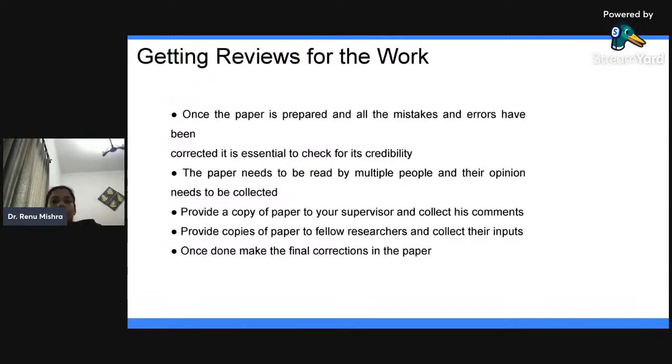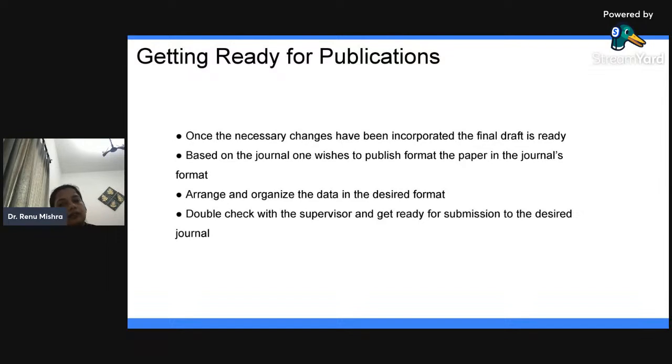Okay, now, getting reviews for the work. As I told you, once you submit your paper to a journal, you will get reviews. Different research acumen is there with each of the reviewers, so you may get all kinds of comments from them. Collect all these feedbacks. Also, I would suggest one thing: if you are a PhD scholar, get in touch with your supervisor and take his or her comments as well before the final submission to the journal. Then once everything is done, please set your publication journey, find the journals, or if you have already done that, arrange the data, follow the submission guidelines, and then get ready for the submission.